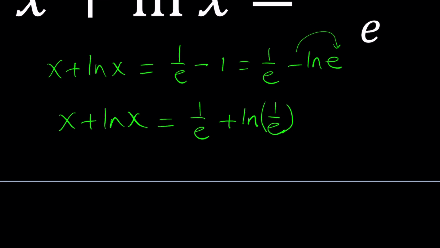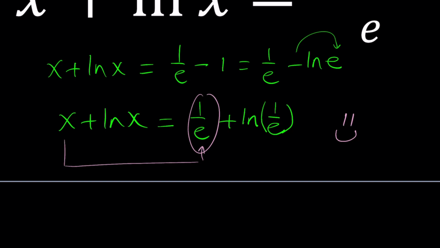All right? Now, looking at these two sides, what are you thinking? Well, if x is equal to 1/e, then ln x is going to equal ln(1/e). So do you think x = 1/e is a solution? Does it work? Yes, it does. But the million-dollar question is: is that the only solution, or are there any other solutions?